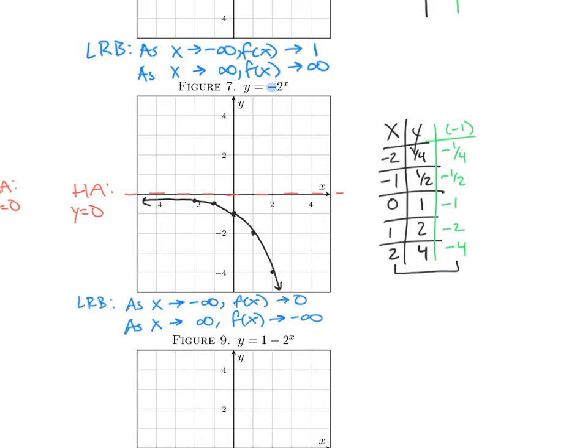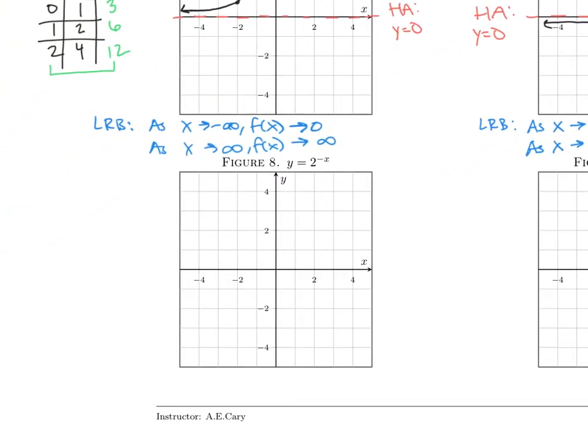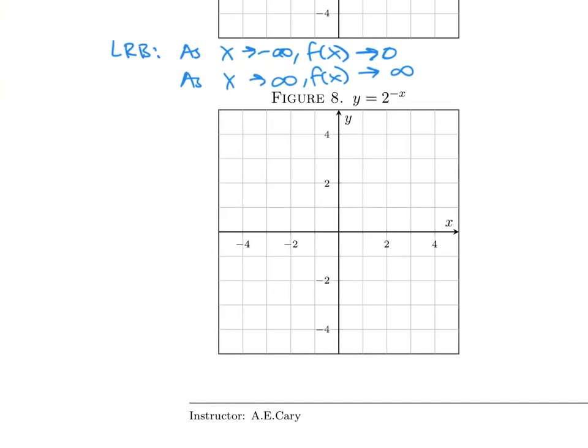Oops, I keep doing that. So for figure 8, over here we have a negative again, but now it's our b value. That's negative, that's going to be right there, which means instead of reflecting over the x-axis, we're now going to be reflecting over the y-axis.